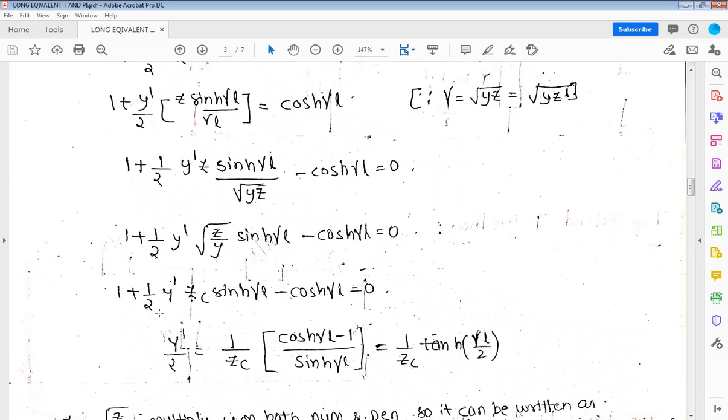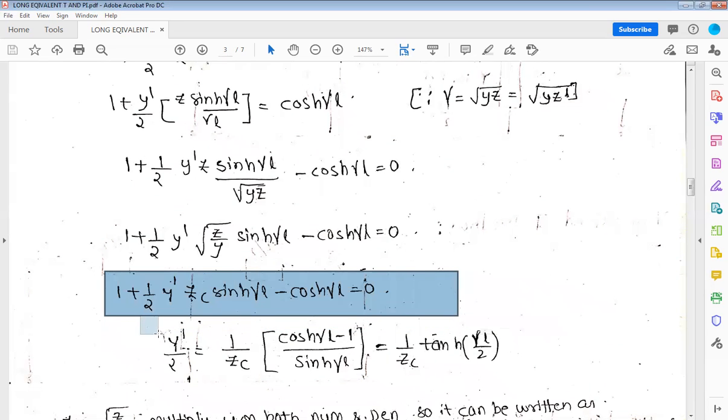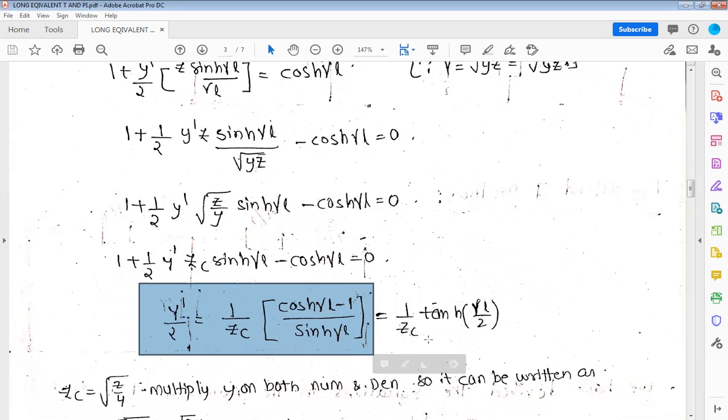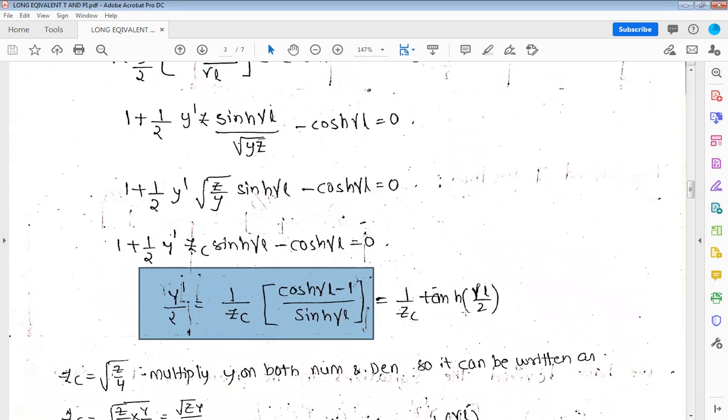And taking y dash by 2 is equal to, this total equation will be formed into this equation, and finally we'll obtain that equation as y dash by 2 is equal to 1 by Zc into cosh of gamma l minus 1 by sinh of gamma l. That totally will be represented as 1 by Zc into tanh of gamma l by 2.